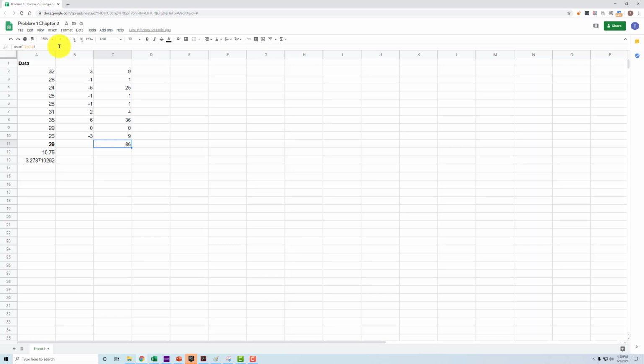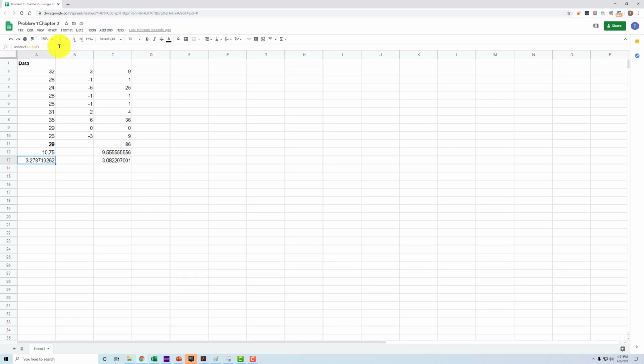So with the sum of squares calculated, we can then calculate the variance by just taking the 86 and dividing it by the 9, which is the number of observations. We have something like 9.5. And to get the standard deviation, we take the square root of that 9.5, and we get 3. So these are the answers that we're looking for. These are the answers that will match the back of the book.